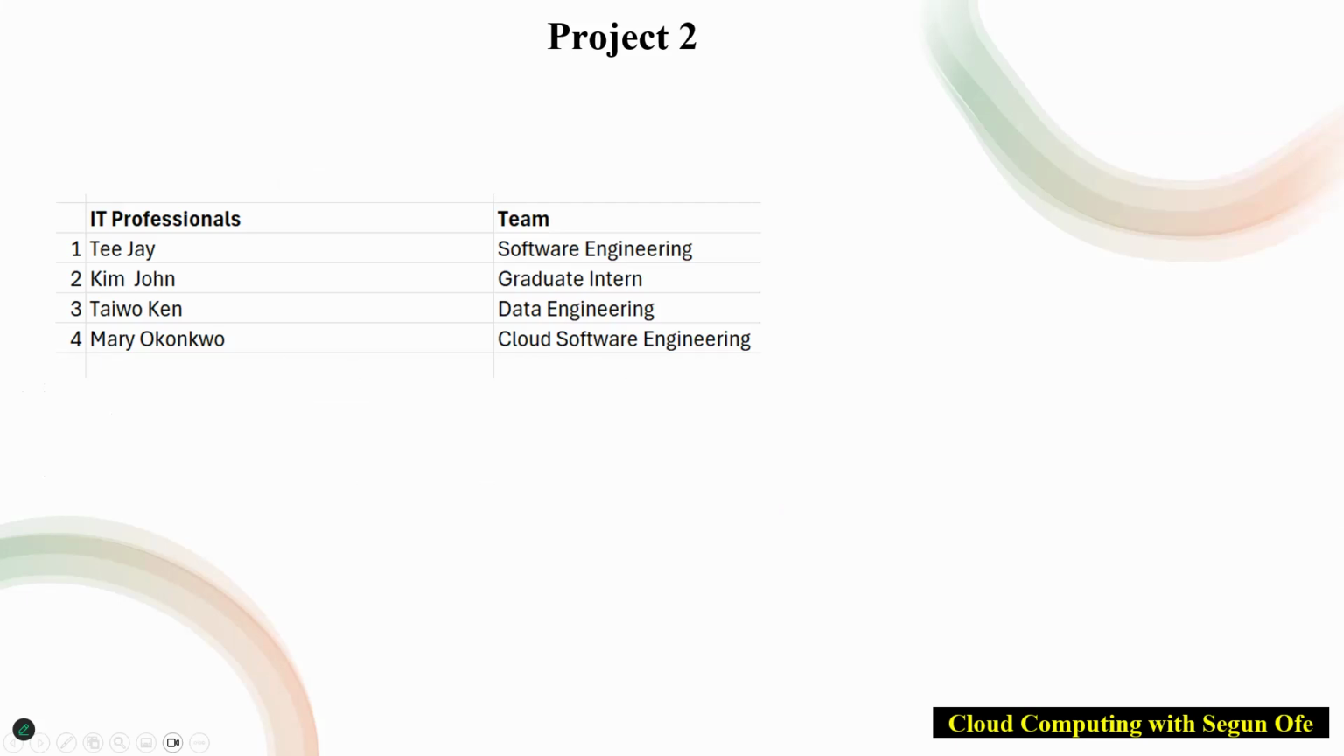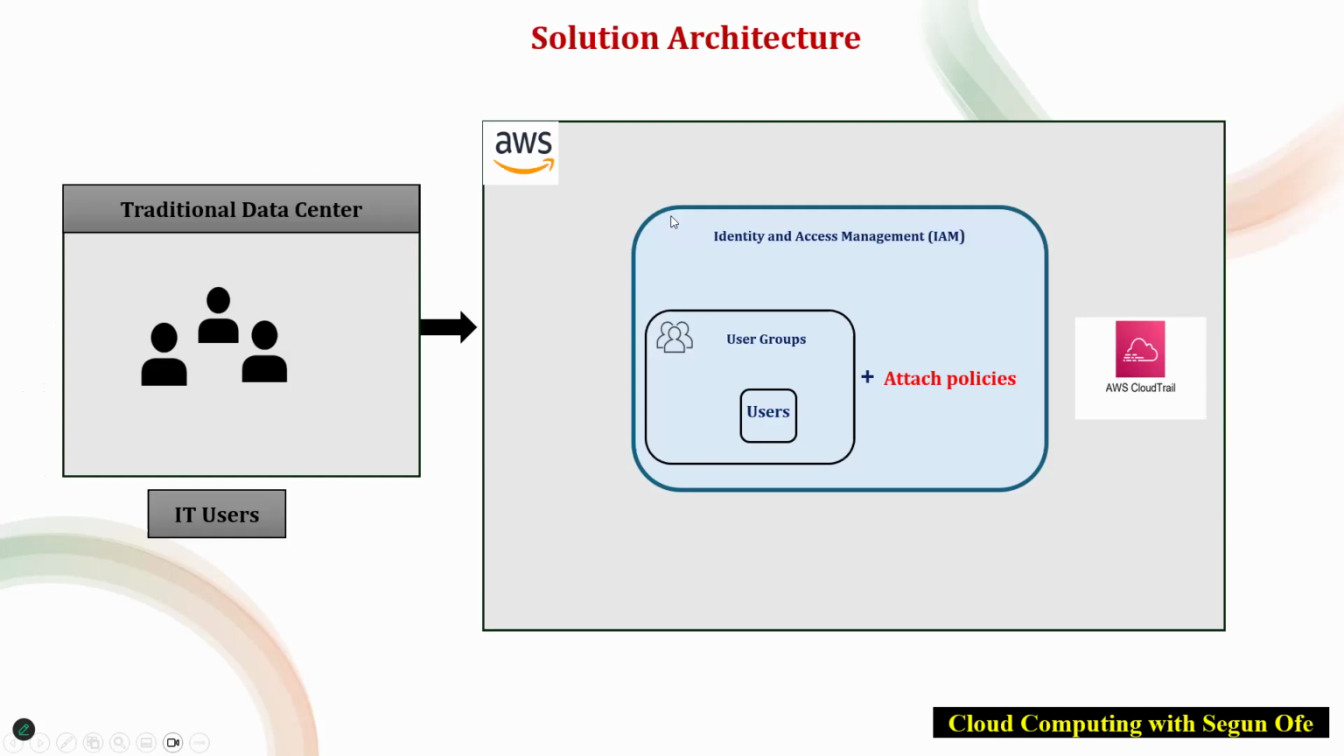So here is the data of the IT professionals and their various teams, right? So here is the solution architecture, right? Now that they are on AWS, we use this service called IAM, Identity and Access Management, to create the various teams. These groups represent the teams, and to each of those teams, we attach the appropriate policy. And then we created the users and assigned them to their various user groups, right?